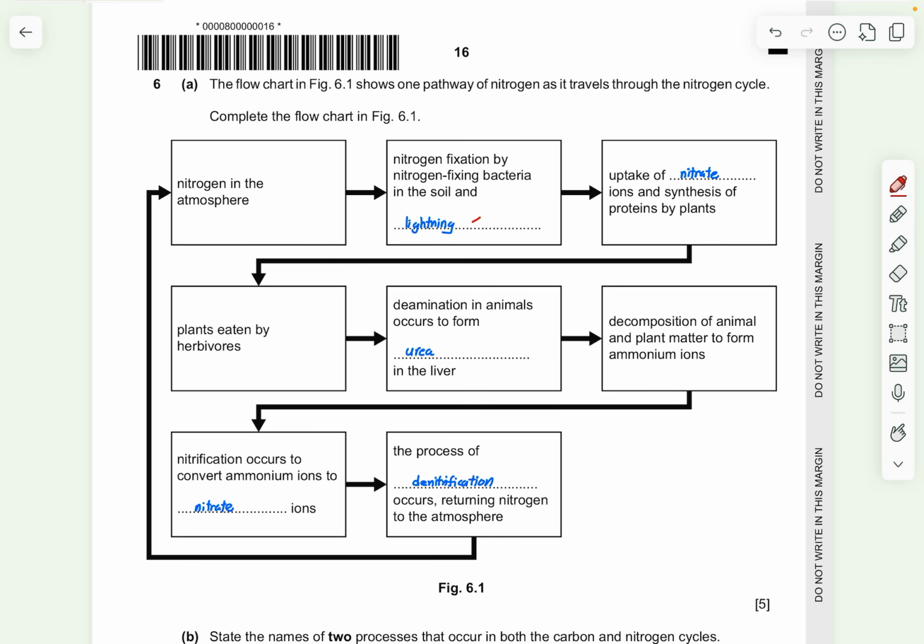And the plant is eaten by herbivores. Deamination occurs and they form urea in the liver, and decomposition of animal and plant matter forms ammonium ions. The feces, which has already been converted, will give out ammonium ions. Nitrification occurs to convert ammonium ions to nitrate ions, and the process of denitrification where the nitrates will become nitrogen gas again and goes to the atmosphere. So it's a story that you should know, but regardless whether it's in this form or in a 6 marks or 5 marks question, you must be able to illustrate the story of the nitrogen cycle.